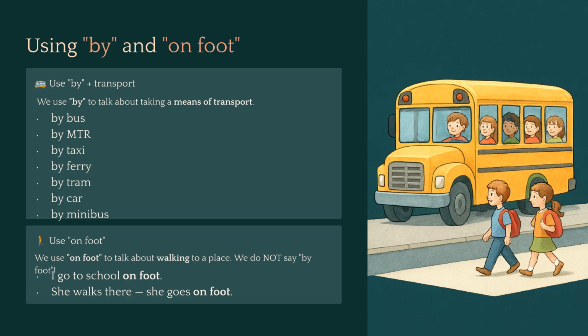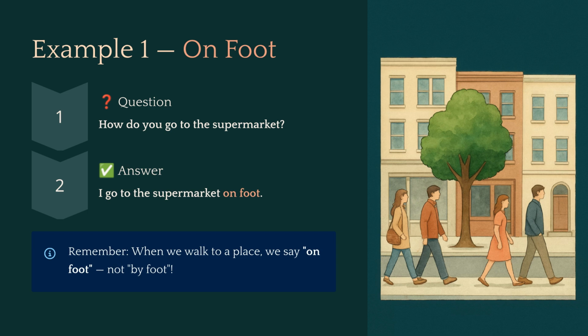First, use by plus transport. We say by bus, by MTR, by taxi, by ferry, by tram, by car, by minibus. Next, use on foot. We say on foot when we walk to a place. We do not say by foot. For example, I go to school on foot. She goes on foot.